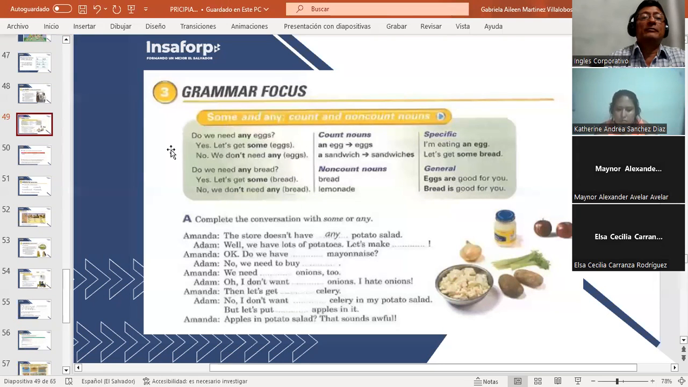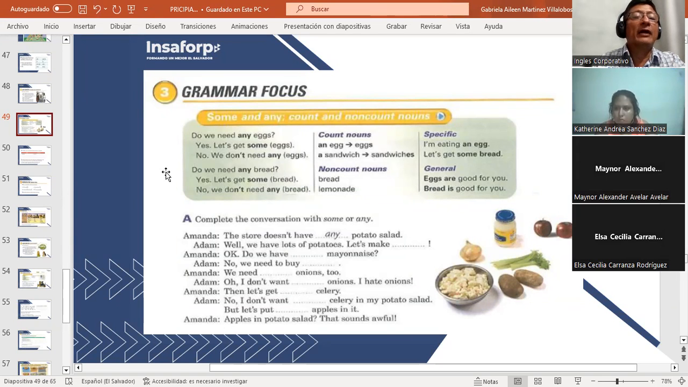Okay, so remember, this was the last activity we studied yesterday. We studied some and any, count and non-count nouns. Remember? Remember that? Okay, we're going to use a little Spanish.